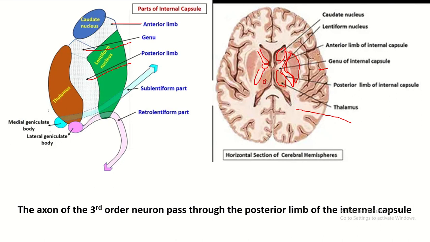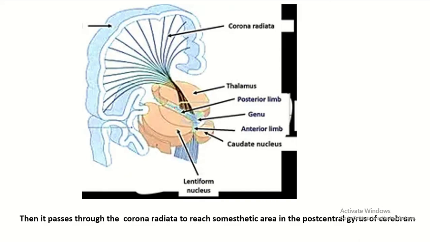So the location of the third order neuron is within the thalamus, and the axon of the third order neuron passes through the posterior limb of the internal capsule. This is the posterior limb of the internal capsule. So the axon passes through it, then in a radiating manner it goes to the sensory cortex, and this radiation is known as the corona radiata.